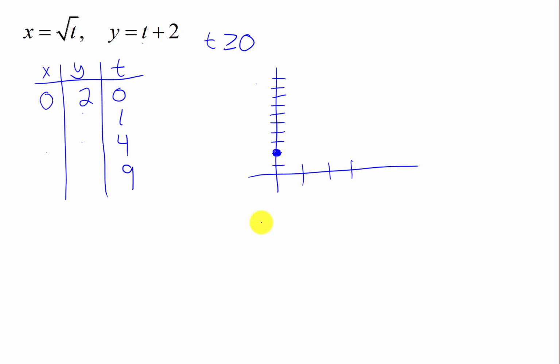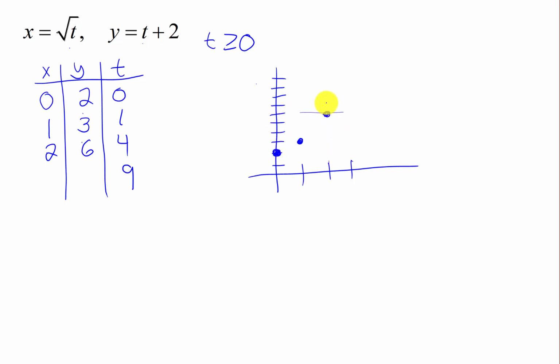Now I will let t be 1. The square root of 1 is 1, and 1 plus 2 is 3. So the point 1, 3 is on the graph. Now I will let t be 4. Square root of 4 is 2. 4 plus 2 is 6. So the point 2, 6 is on the graph.